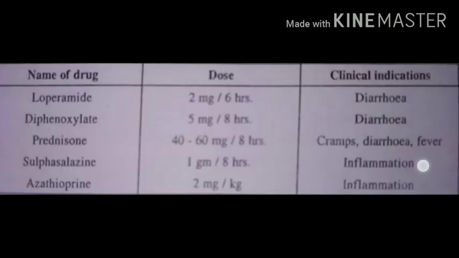This is the general treatment involved in the IBD, that is loperamide 2 mg per 6 hours, which is indicated for diarrhea, and diphenoxylate, prednisone or prednisolone, or any corticosteroids, or sulfasalazine and azathioprine. These are the drugs mainly involved in the IBD.